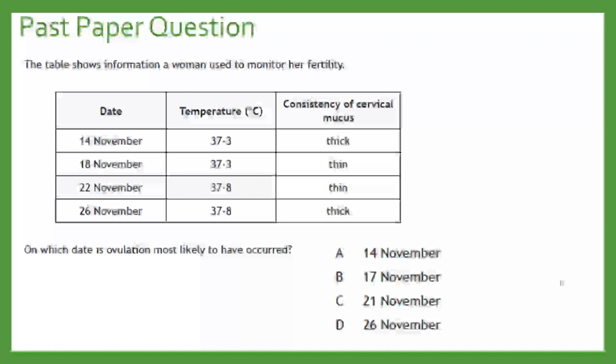So pause the video, see if you can answer this question about fertility. So your question here is, on which date is ovulation most likely to have occurred? So you've got four different dates, you've got the body temperature and the consistency of the cervical mucus. So if ovulation is taking place, we know that the temperature must have gone up and the mucus must be thin. Okay? So the only date that fits these examples is the 22nd of November. Thus, ovulation must have occurred the day before, on the 21st.